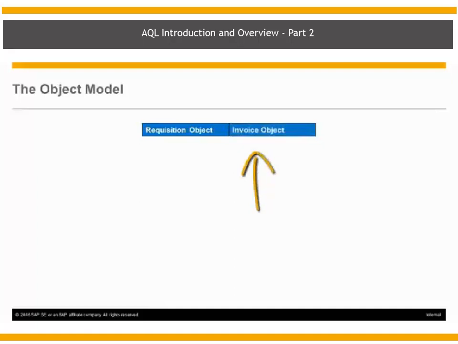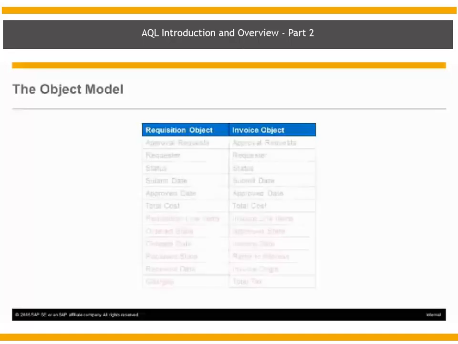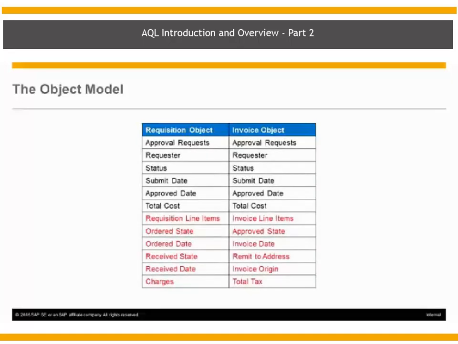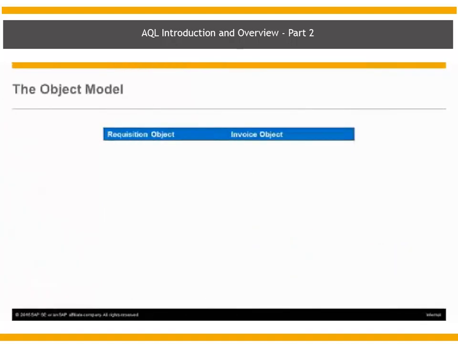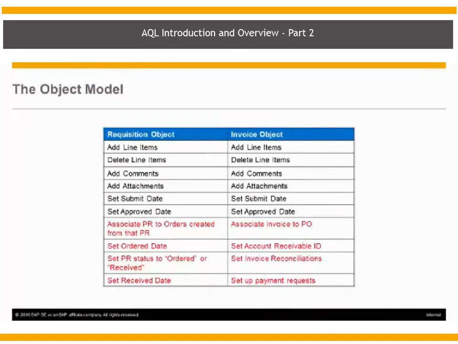Invoices can be created by the supplier or on the supplier's behalf in order to bill the buyer for the goods and services provided. Objects of both classes are made up of various fields. Requisitions and invoices share some common data. They also have unique data that applies specifically to those objects. Furthermore, both the requisition and invoice classes share some common actions. In other words, the objects in both classes have some common behavior.